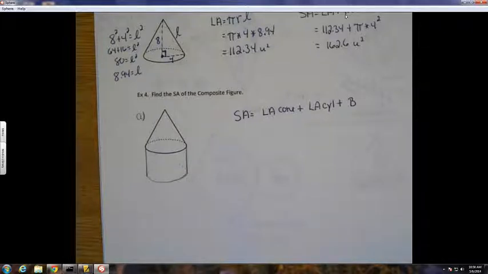I've got a question, Ryan. What do you got? Could you do the lateral area of the cone and the base plus the lateral area of the cylinder? You could do it anyway. Yeah. The cone. Right. That would be fine.